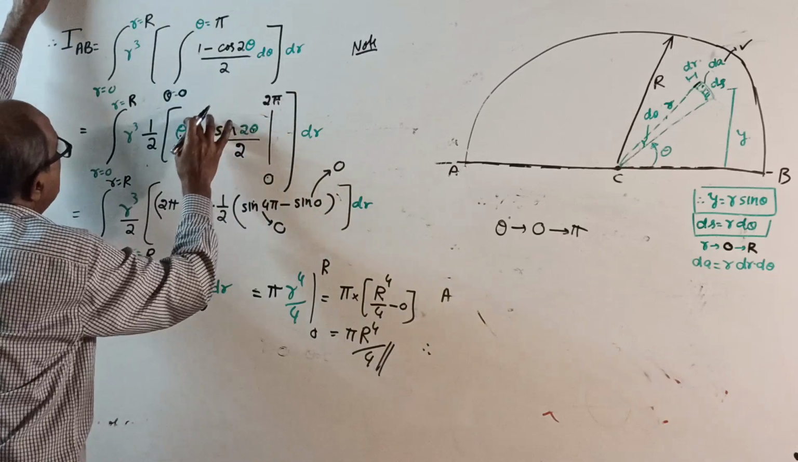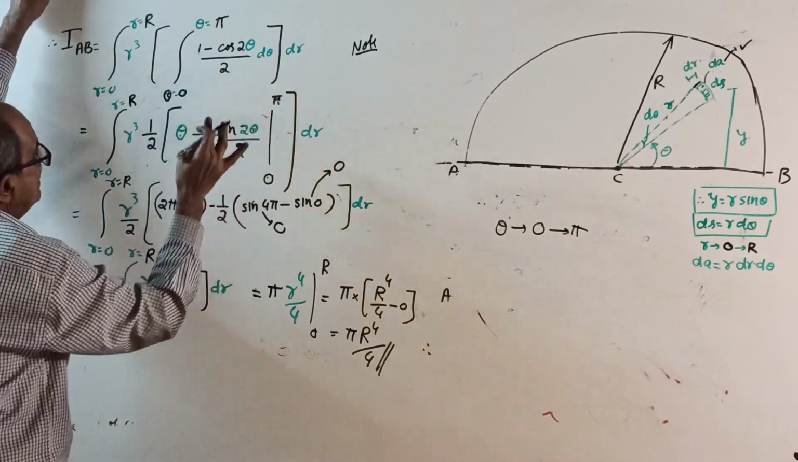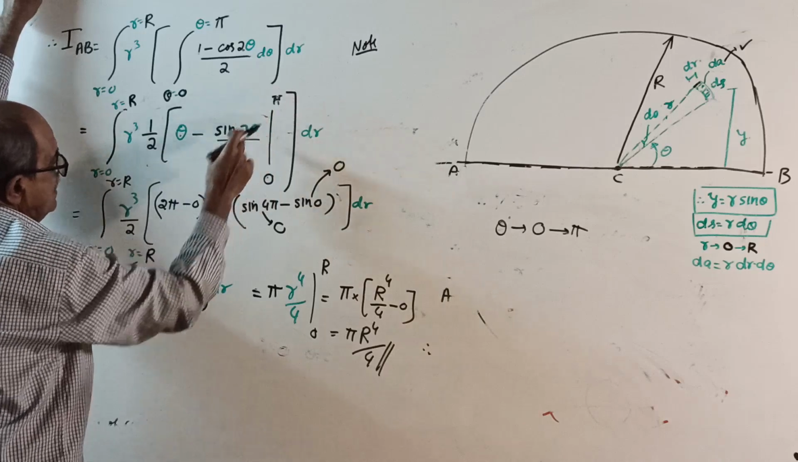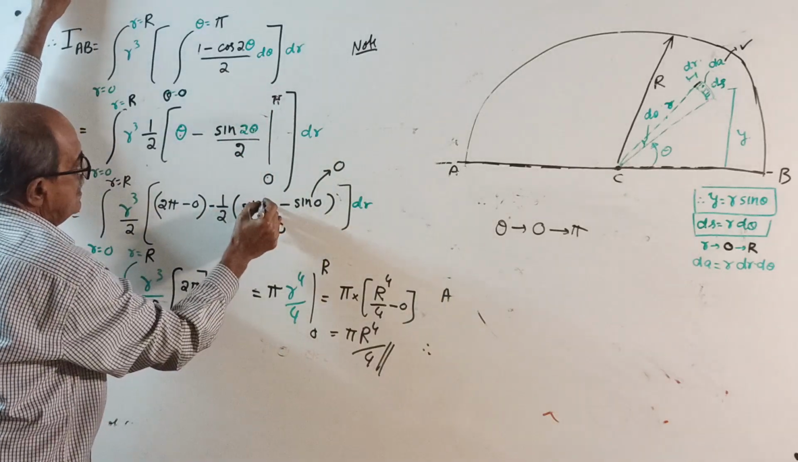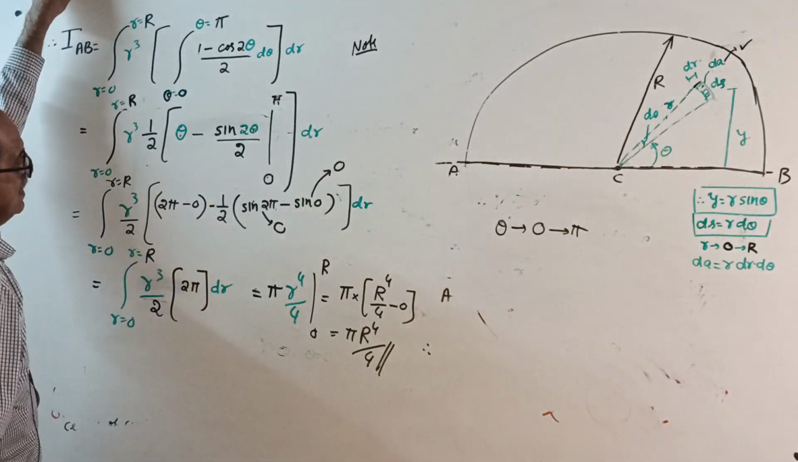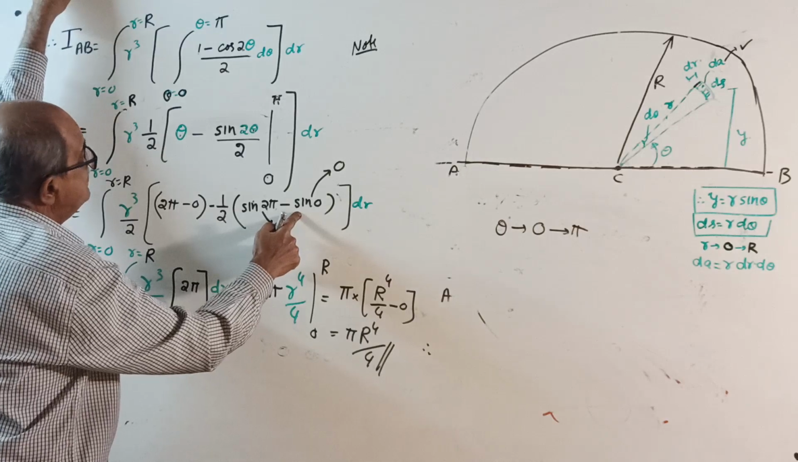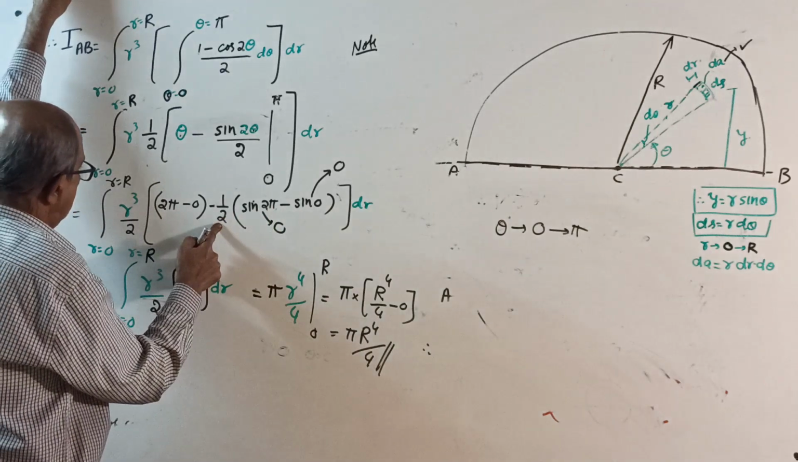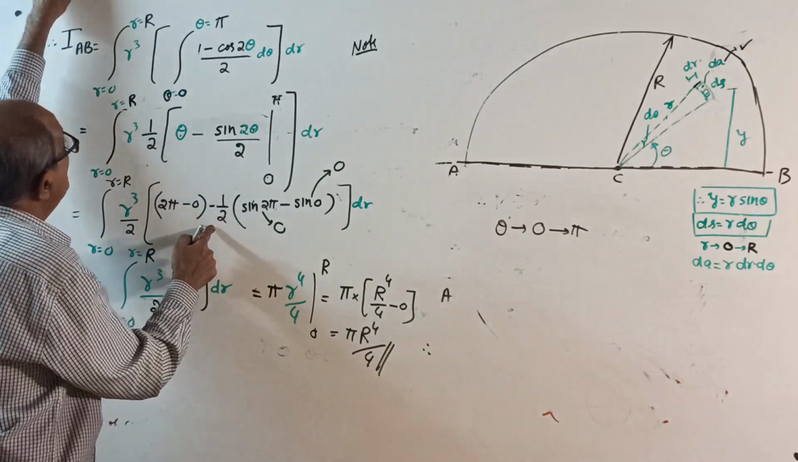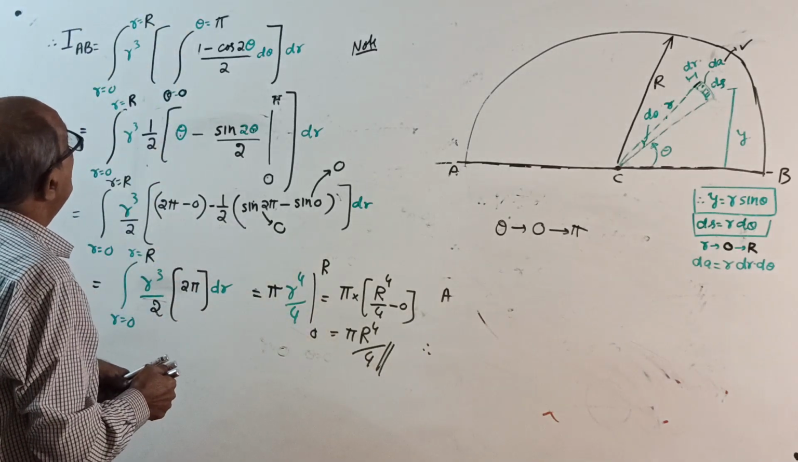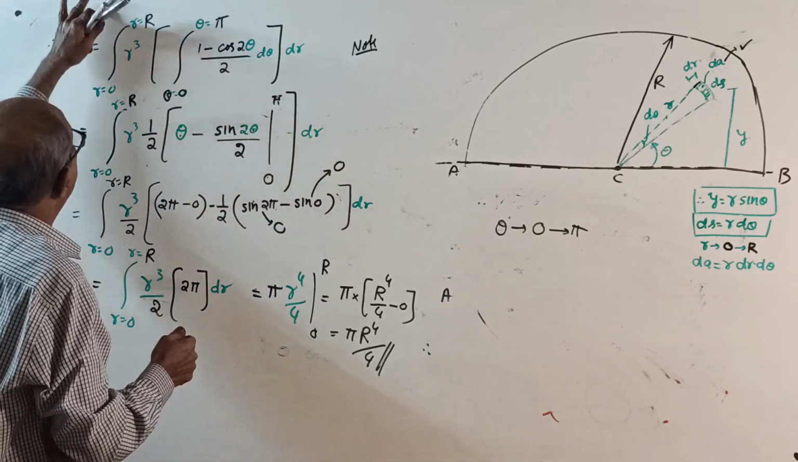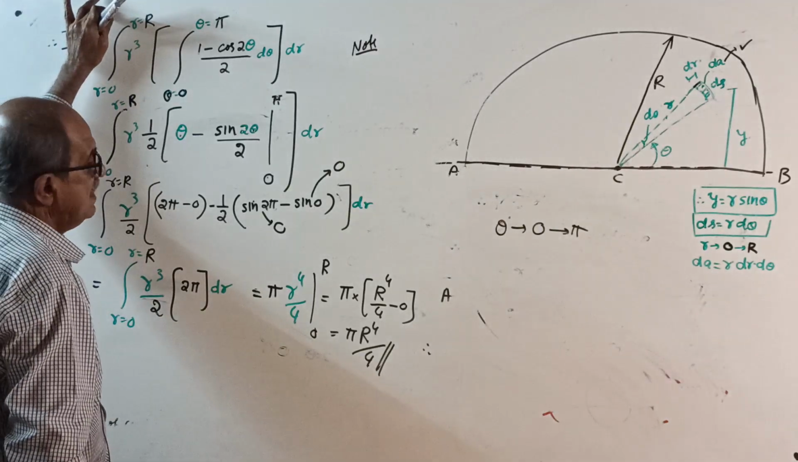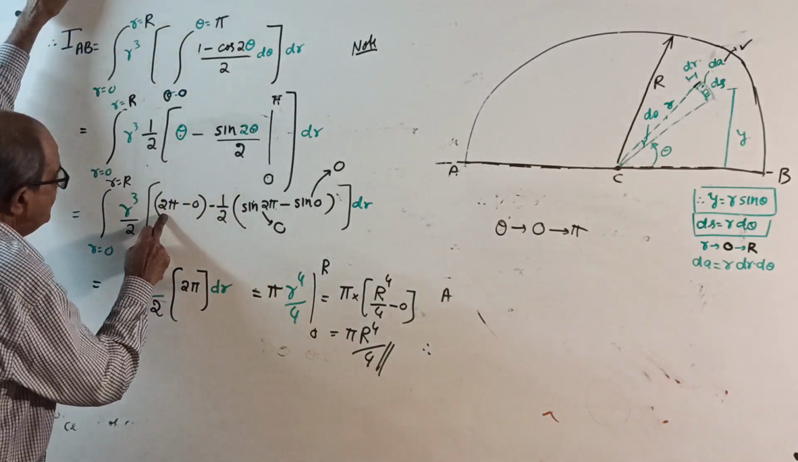0 to pi means, see, what happens here? 0 to r, 0 to pi. It is sine 2 pi, then here, minus sine 0, minus half. Something is wrong, one term missing here. Where is the missing term? If it is semicircle, it is not 0 to r, 0 to 2 pi. It is 0 to pi. Oh, sorry. Here, see, pi.